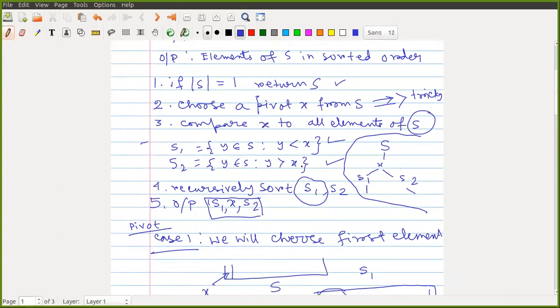So this is our original quicksort algorithm, and this is the crucial step of choosing the pivot. The algorithm that we are going to analyze now chooses a pivot X randomly from S and does all other steps deterministically, right? For recursively sorting, we also have to do a random pivot pick again.